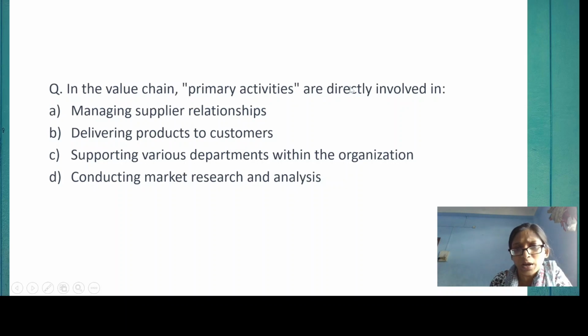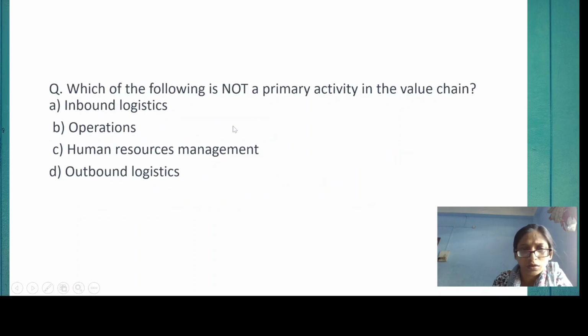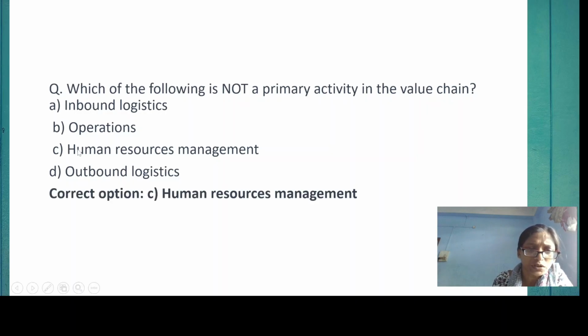In the value chain, which of these is a primary activity directly involved: managing supplier relationships, delivering product to customers, supporting various departments within the organization, or conducting market research and analysis? It will be option B, delivering products to customers. Next, which of the following is not a primary activity in the value chain? We can easily understand it will be option C, human resource management, marketing, sales. These are secondary activities, not primary activities.